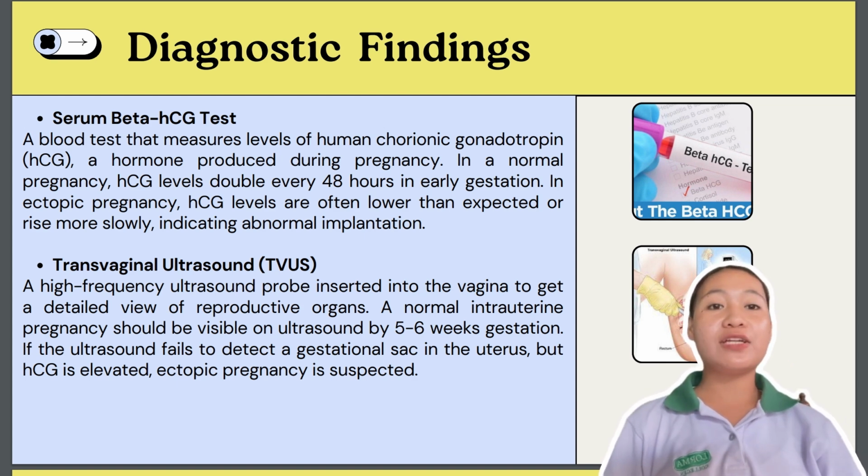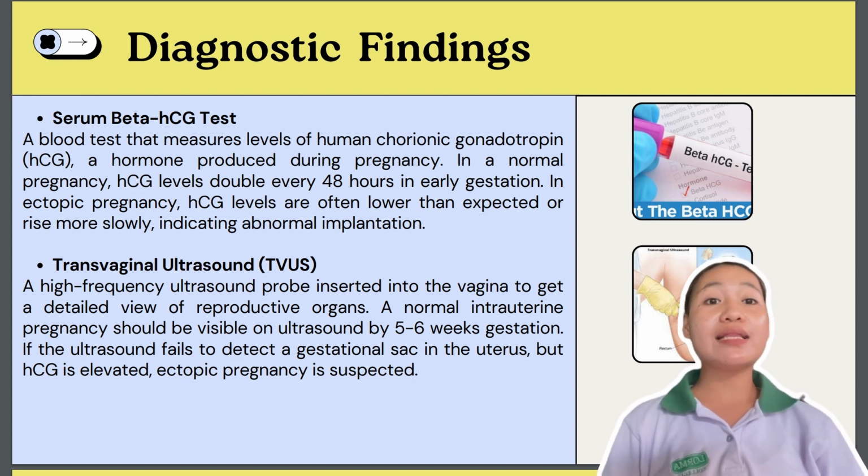Second is transvaginal ultrasound. It uses a high-frequency ultrasound probe inserted into the vagina to get a detailed view of reproductive organs. A normal intrauterine pregnancy should be visible on ultrasound by 5 to 6 weeks of gestation. If the ultrasound fails to detect a gestational sac in the uterus but HCG is elevated, ectopic pregnancy is suspected.